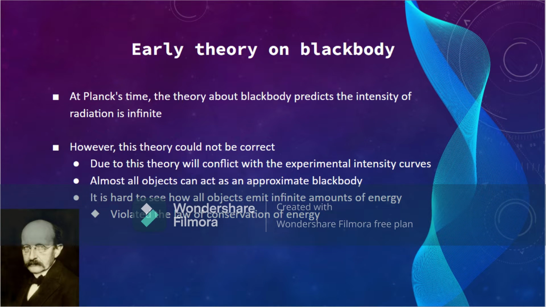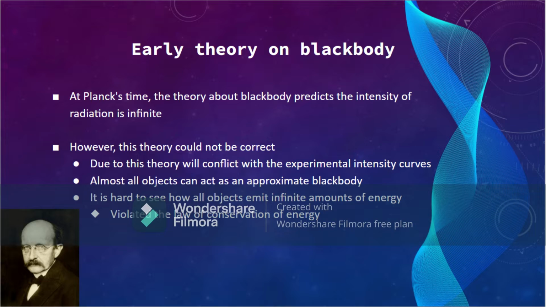At Planck's time, the theory about black body predicts the intensity of radiation is infinite. However, this theory could not be correct. This theory conflicts with the experimental intensity curve. Almost all objects can act as an approximate black body. It is hard to see how all objects emit an infinite amount of energy. And this would violate the law of conservation of energy by a lot. This is why this theory is claimed as false.